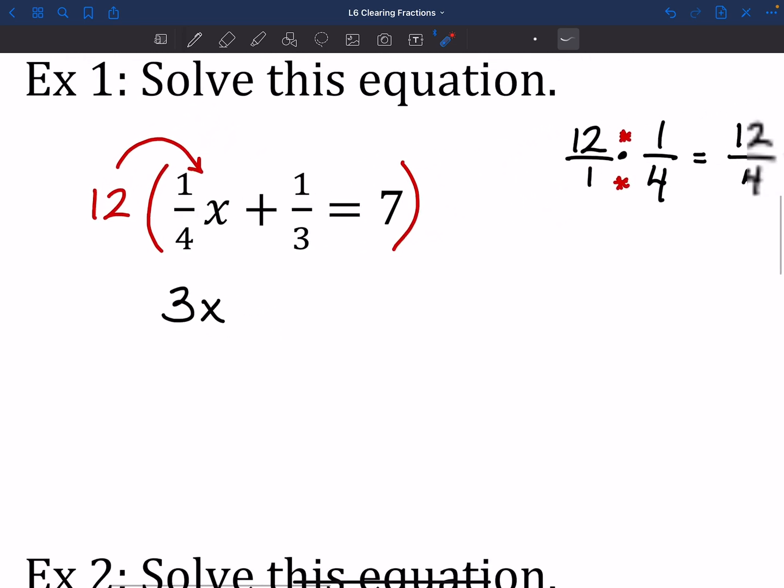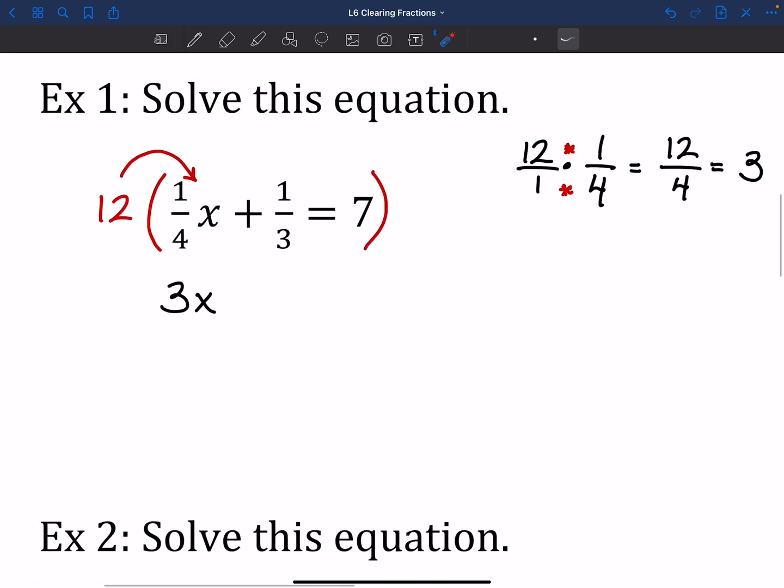If you like doing it the way that's on the right-hand side of the screen right now, go for it. There's nothing wrong with that at all. I really do like that second way because it makes it a little bit easier to maybe do in your head sometimes. But either way will end up working out.